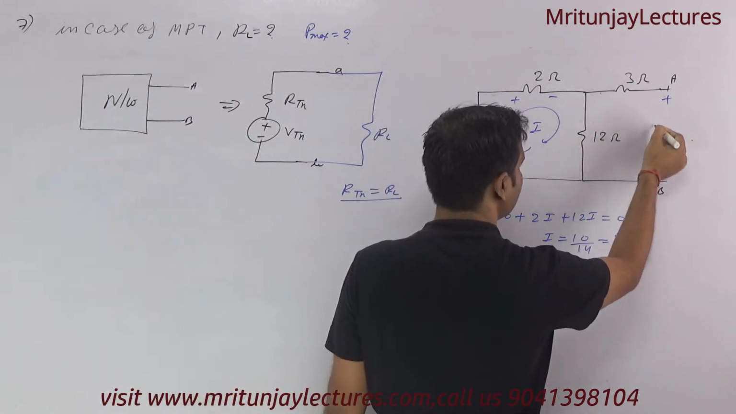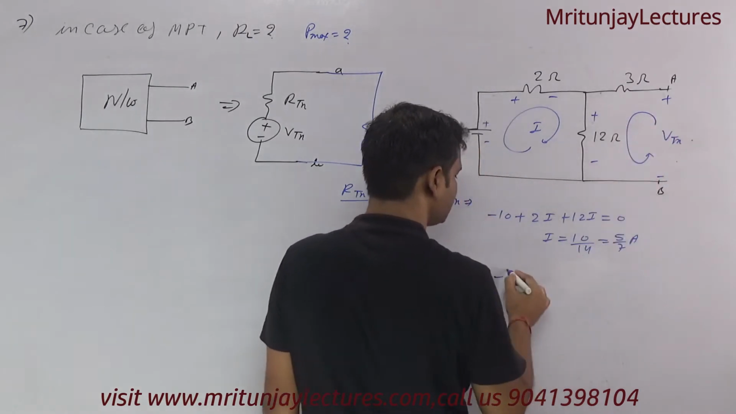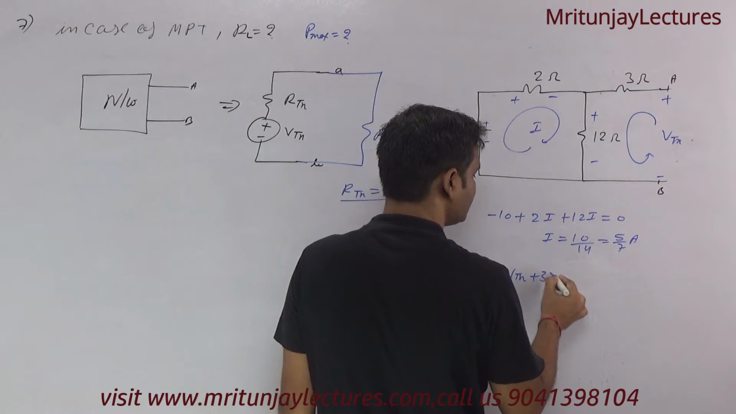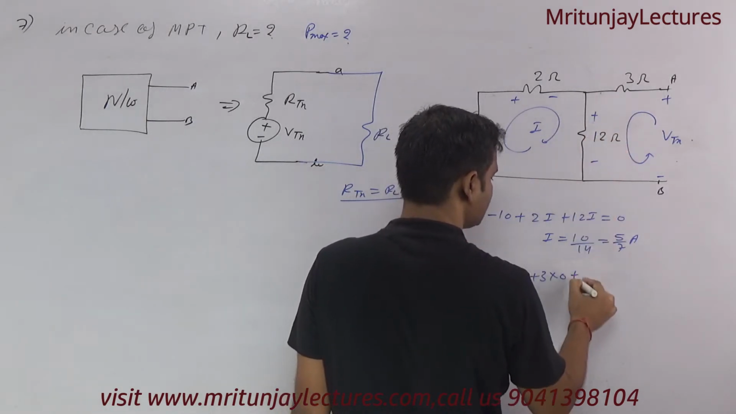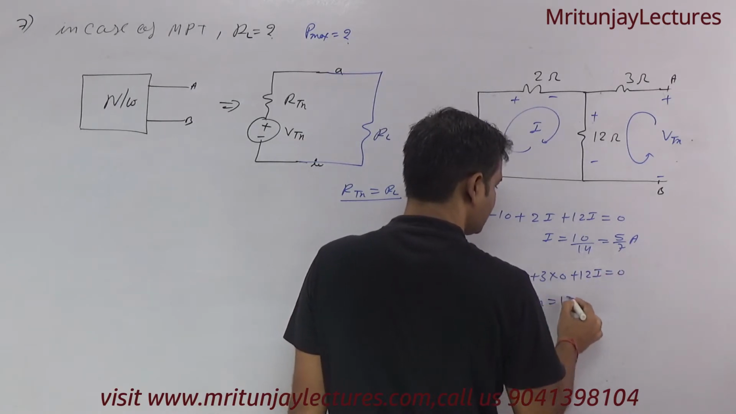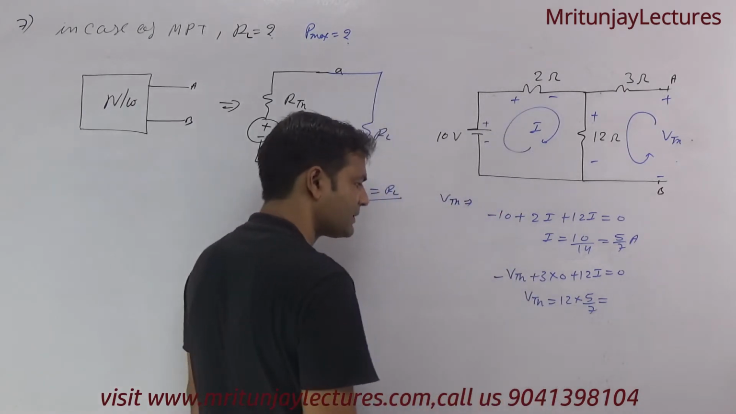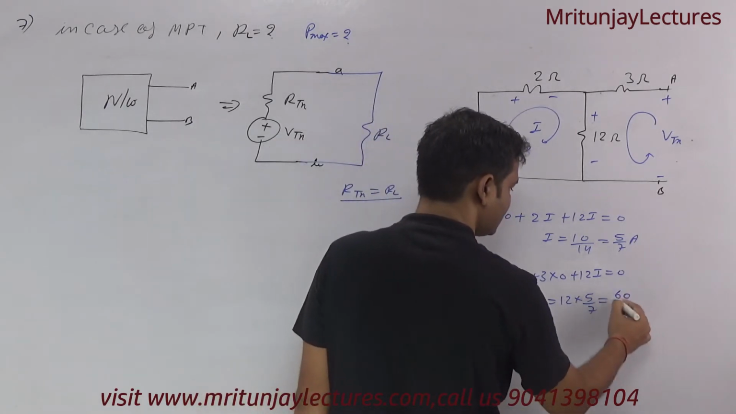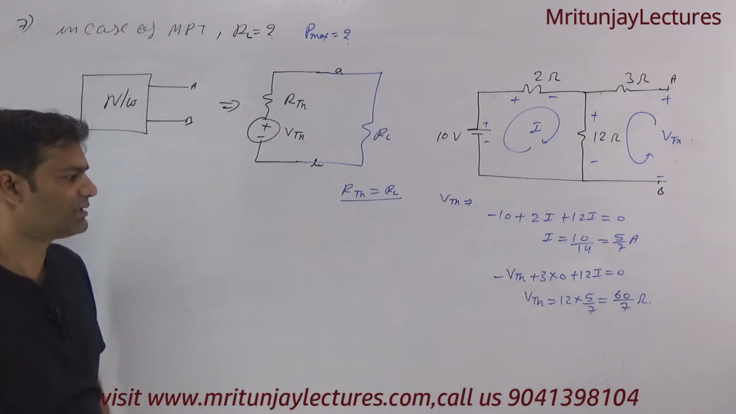Now our target is VTH. So if you determine VTH, then minus to plus, minus VTH plus 3 into 0, because no current flows here, plus 12 into I is equal to 0. So VTH is equal to 12 into 5 by 7. That is 60 divided by 7 volt. That is VTH, 60 divided by 7.